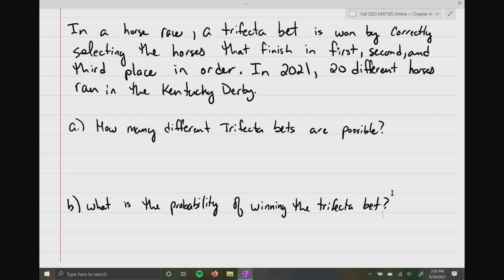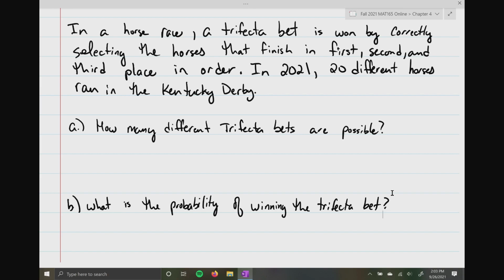All right, so here's our next example. And it's another horse race. I think horse racing examples are really good because there's a natural order to them. So in a horse race, a trifecta bet is won by correctly selecting the horses that finish in first, second, and third place in order.